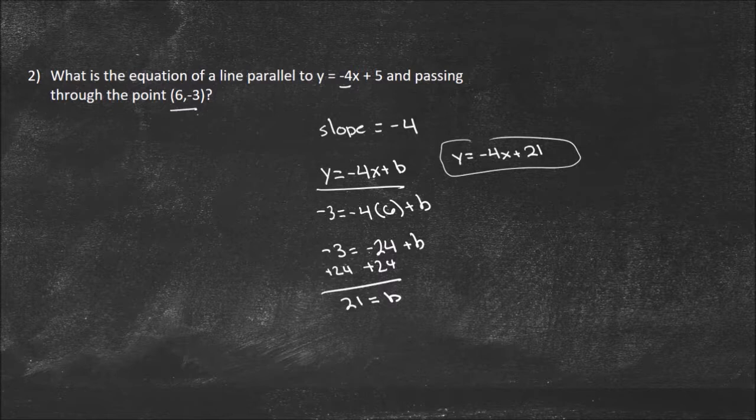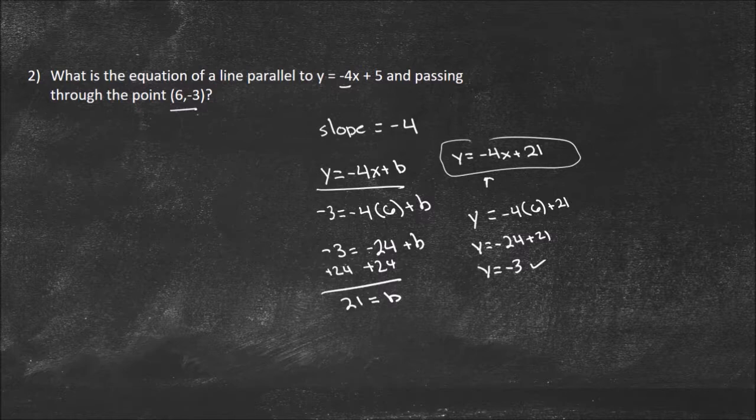We know it's parallel. But now, again, what if I wasn't feeling too good about this problem? I want to make sure it passes through the point 6, negative 3. Well, I'm going to plug 6, negative 3 back into this guy and make sure that it works. So I would just say y, and I want my y to be negative 3. So y equals negative 4 times 6 plus 21, and that'd be y equals negative 24 plus 21. That's y equals negative 3. Well, that's what y should equal because that's what's right here. So y equals negative 3, we're good to go. We got the right answer. It's always good to check your work if you can.